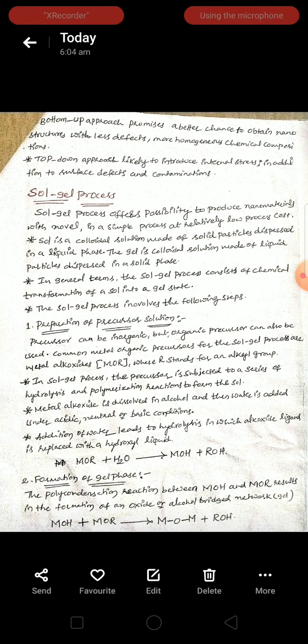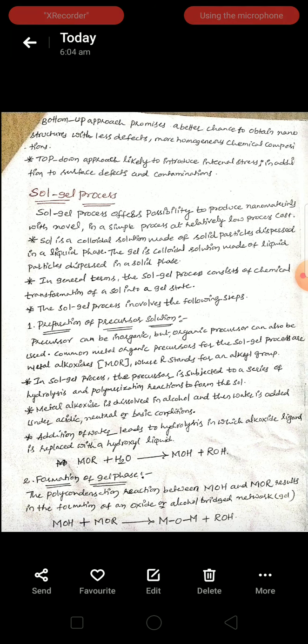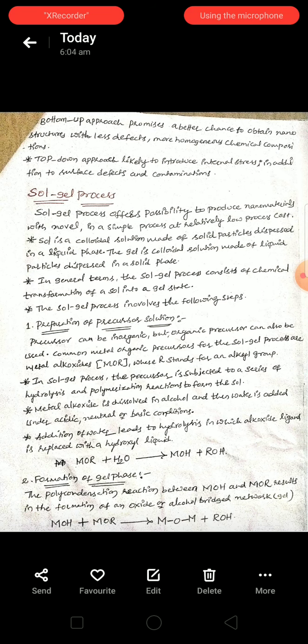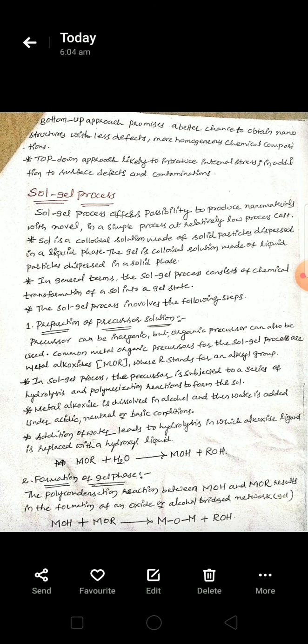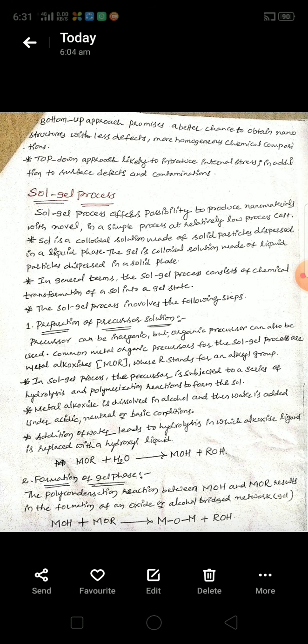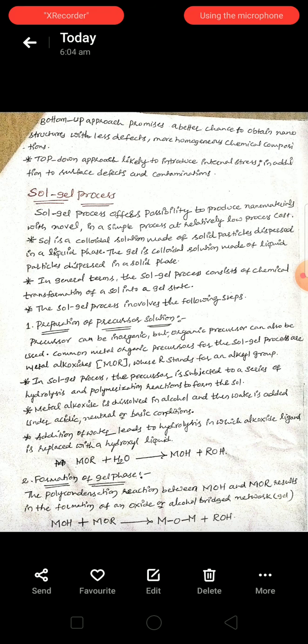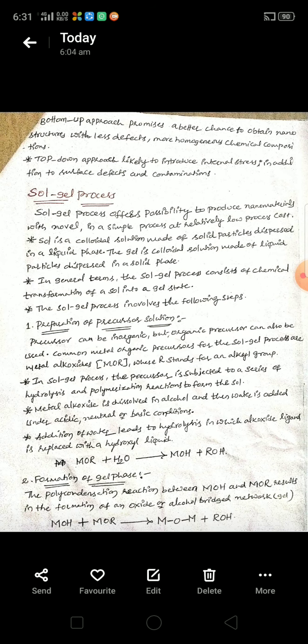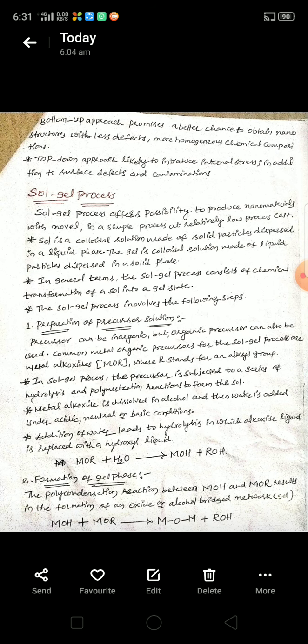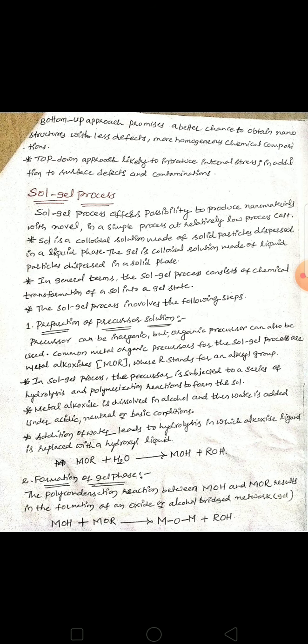Sol gel process is the process by which we can synthesize the nanomaterials. Novel nanomaterials are synthesized by using the sol gel method. In this method, the chemical transformation of the sol into gel takes place. Chemical transformation of the sol into a gel phase or gel state, we are calling it the sol gel process.